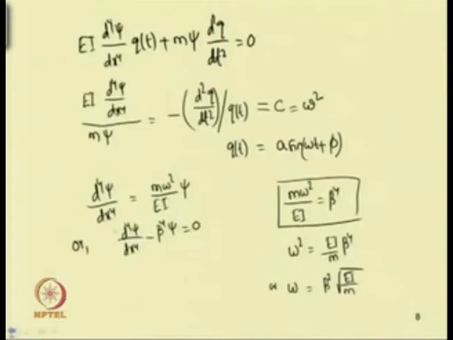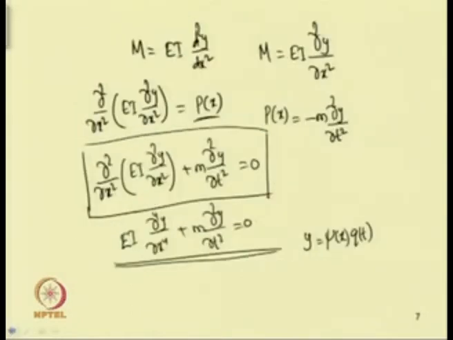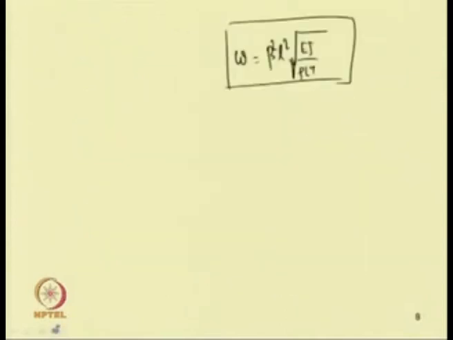And from this equation one can find the expression for ψ, that is the shape function, for different boundary conditions. For example, let us take the simply supported case. So, for the simply supported case, the boundary conditions are that the displacement and slope are 0 at x equal to 0 and x equal to L.